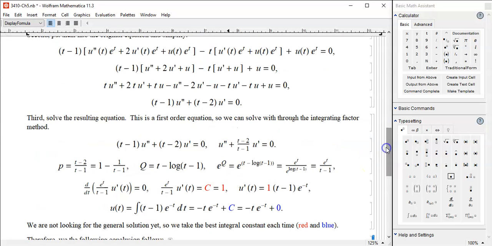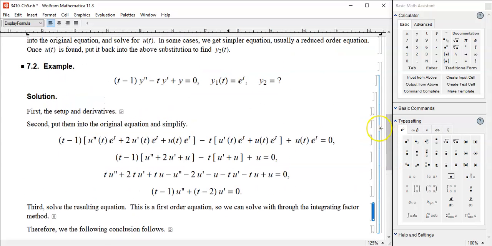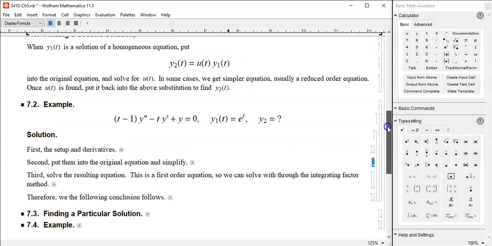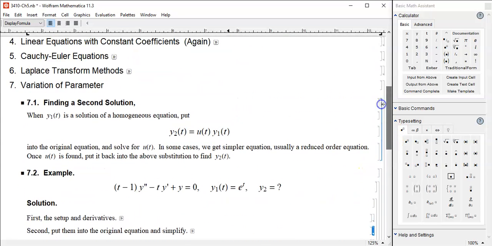And this kind of general method is an example of variation of parameter. But often it's called the reduction of order. That's another name for it. But it's an example of variation of parameter. I mean, something times this coefficient part, and that's a parameter that we have to identify.